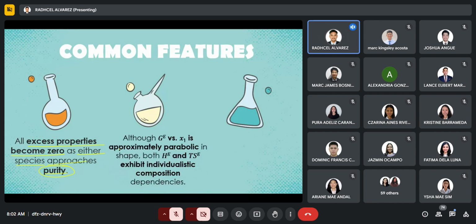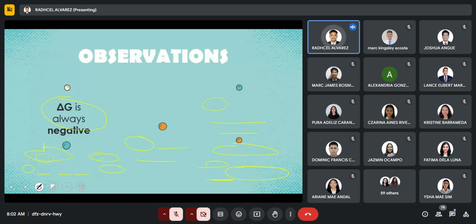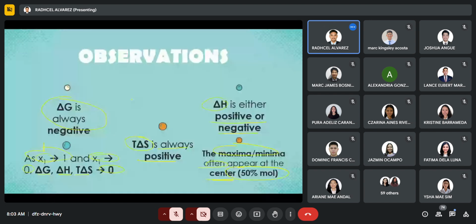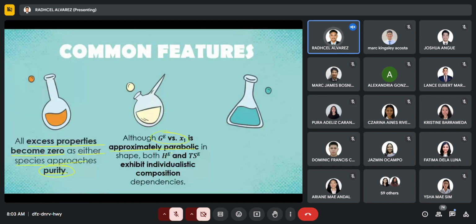Next, all excess Gibbs free energy versus the composition or the mole fraction is approximately parabolic in shape. So tingnan natin kung parabolic nga ba siya. So kung makikita natin, ito ang ating delta G, di ba? Parabola siya in shape. Yung nasa baba. Ito mga delta G. So tama siya. So both H^E or excess enthalpy and excess entropy exhibit individualistic composition dependence. So kung makikita nyo, meron silang separate graphs for every property because they have their individual property.